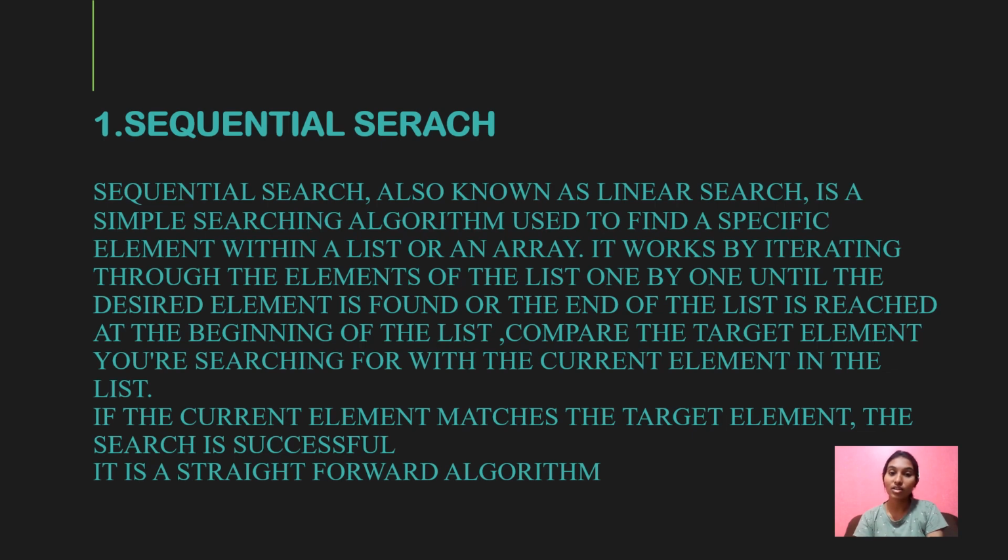At the beginning of the list, compare the target element you are searching for with the current element in the list. We are going to search for the desired element by comparing the target value with the current value that is present in the list. If the current element and the target element match, then the search is successful. It is a straightforward algorithm.